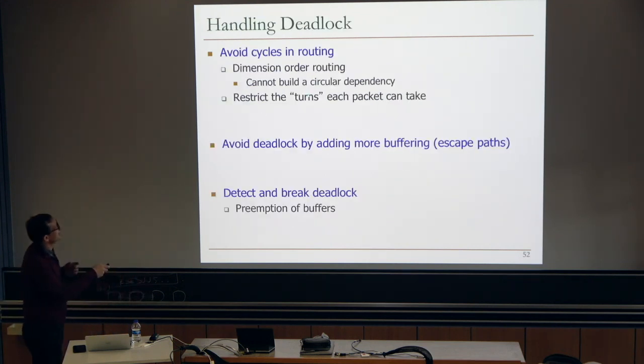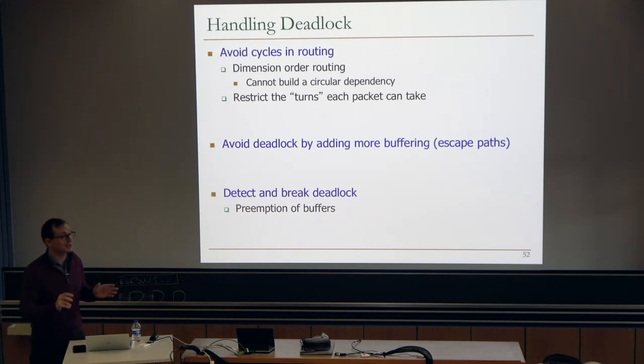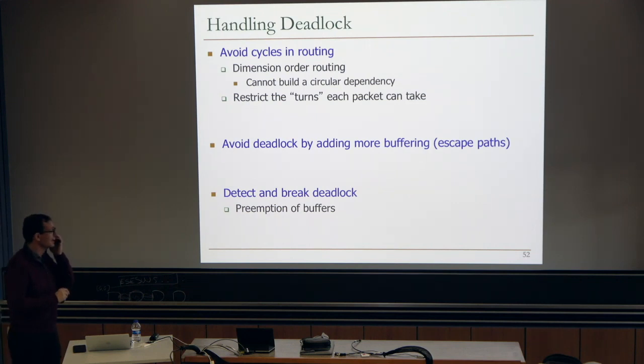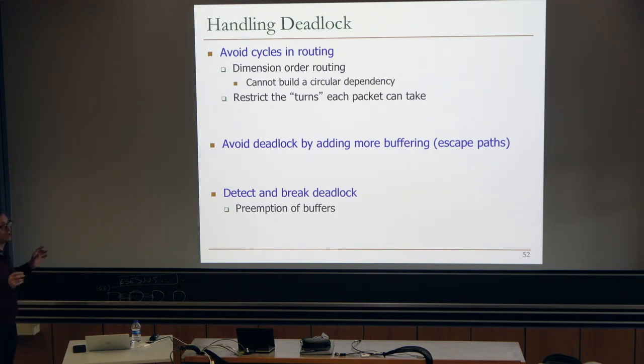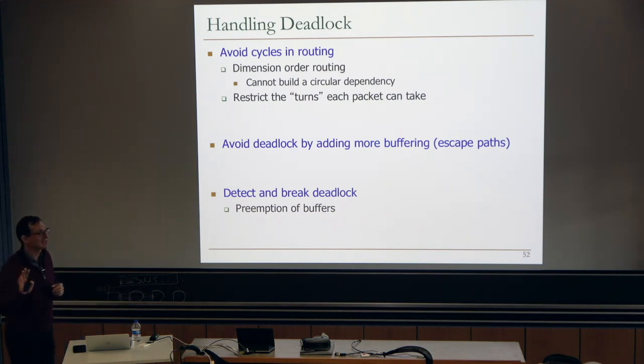Basically, you cannot build a circular dependency in your routing algorithm, and you do this by restricting the turns each packet can take. Actually, dimension order routing is a little bit conservative in terms of being deadlock free. You could have a much more aggressive routing algorithm that restricts just the right turns so that you don't run into deadlock. I'm going to reference a paper in a little bit that talks about this. But basically, avoiding cycles in routing. You can also avoid deadlock by adding more buffering, escape paths that are used in case of deadlock potentially. You need to be very careful about this, but this could help.